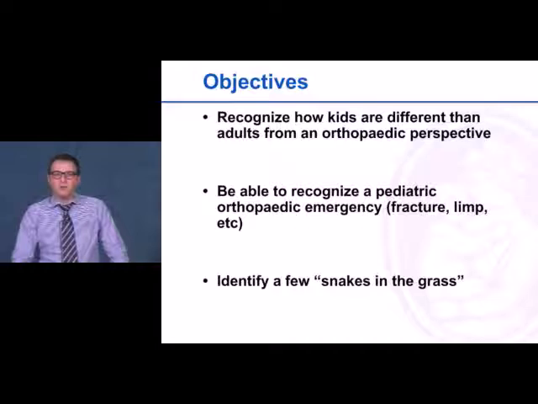So today we're going to talk about pediatric orthopedic emergencies, and the first objective is really to recognize how kids are different from adults from an orthopedic perspective. And what I hope is at the end of this hour you'll be able to recognize the pediatric orthopedic emergencies that can present to your clinic, including fractures, limps, and other problems. And finally, identify a few snakes in the grass, as there exist quite a few in pediatric orthopedics.